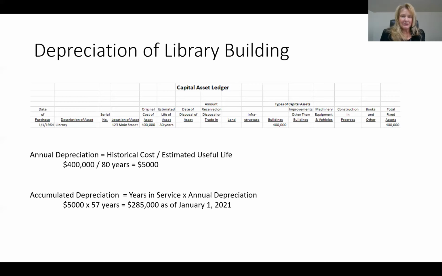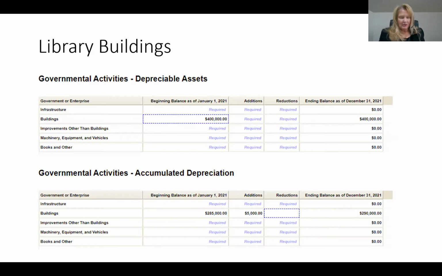And that means that my accumulated depreciation balance for that building is $285,000 on January 1. Now to show that on the AFR, remember this first box here, governmental activities, depreciable assets, is just right off my capital asset ledger. It's my historical cost of my building at $400,000. The second box is going to show my accumulated depreciation that I just calculated of $285,000.